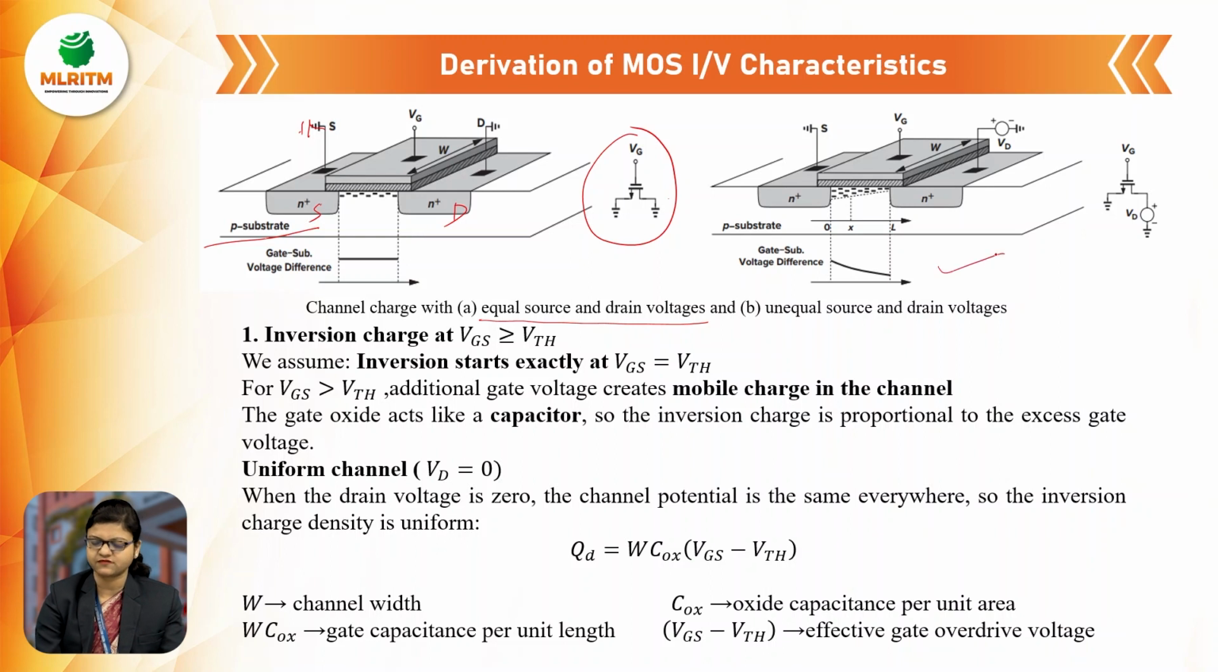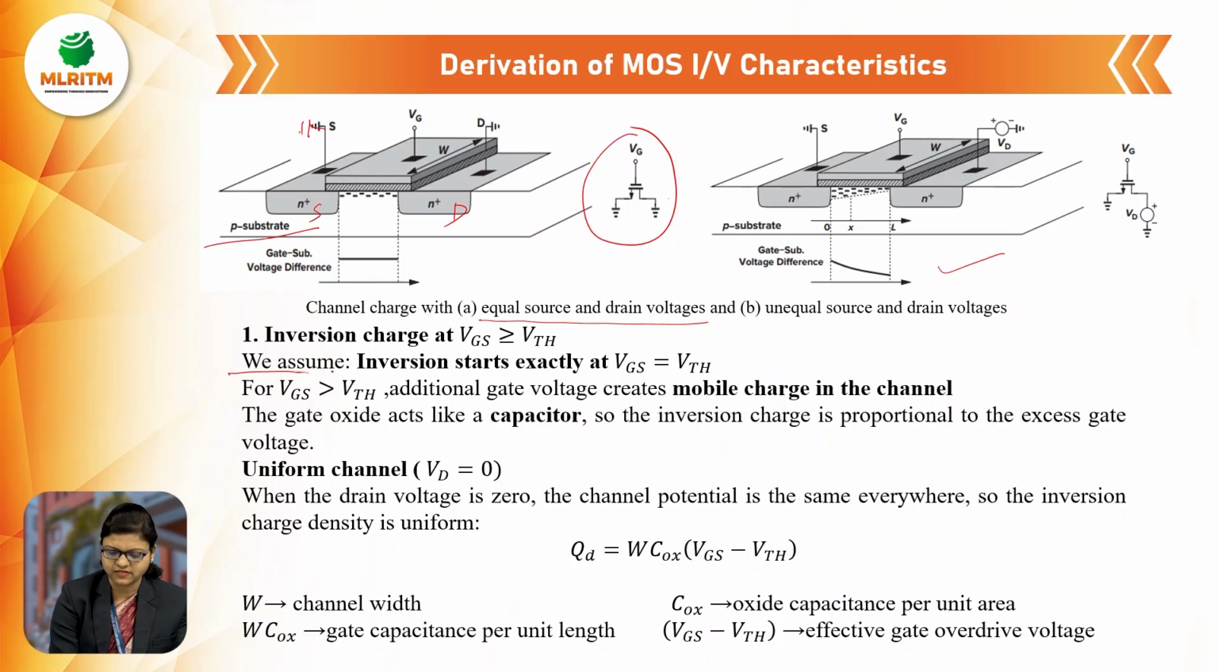Then in the second case, we have connected a voltage at the drain terminal. So here we have unequal source and drain voltages. The source, as in the first case, is connected to ground, but for the drain terminal we have applied some voltage VD. Now we will see what happens when the drain is at zero potential, that is grounded, and what happens when we apply some voltage to the drain terminal.